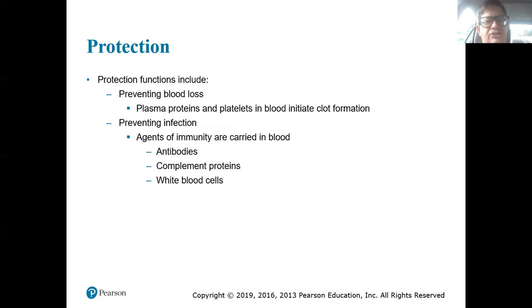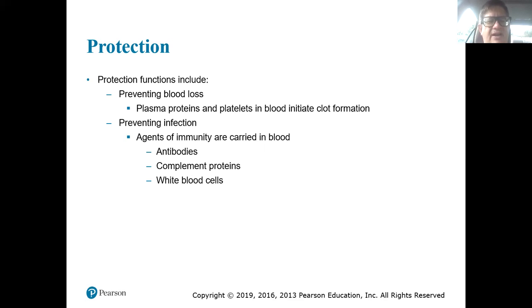All right, protection. I already said preventing blood loss. I know you're like, how could blood protect against blood loss? But the reason is because the blood is full of proteins, full of thrombocytes, which we also call platelets, that will help make clots and prevent further blood loss. So yeah, the blood is preventing blood loss, as weird as that sounds, because the blood contains things that will make clots and keep most of the blood in.